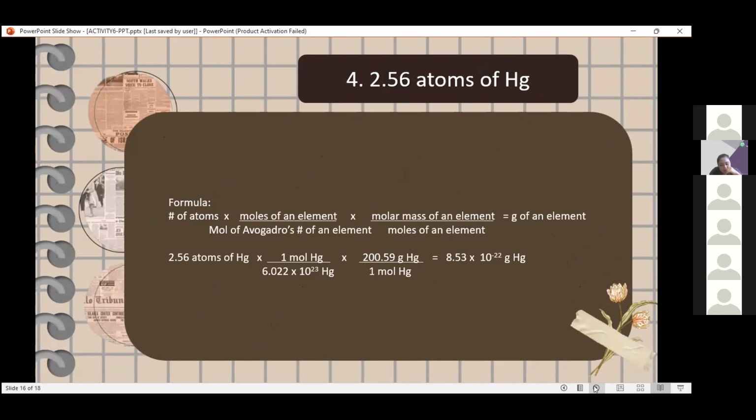Next is 2.56 atoms of mercury. So 2.56 atoms of mercury times 1 mole of mercury divided by 6.022 times 10 to the power of 23 mercury, times 200.59 grams of mercury divided by 1 mole of mercury. So equals 8.53 times 10 to the power of negative 22 grams of mercury. Next.